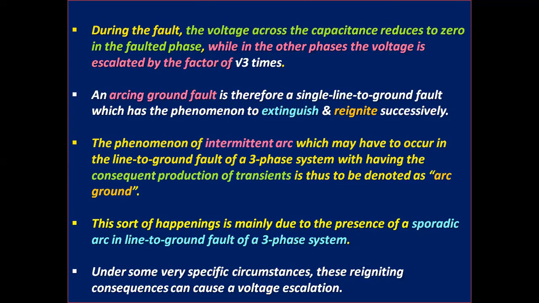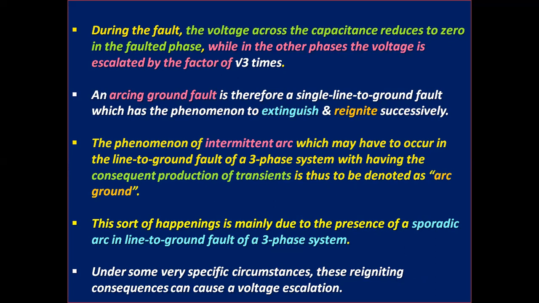During the fault, the voltage across the capacitance reduces to zero in the faulted phase, while in the other phases, the voltage is escalated by a factor of √3 times. An arcing ground fault is therefore a single line to ground fault which has the phenomenon to extinguish and reignite successively.